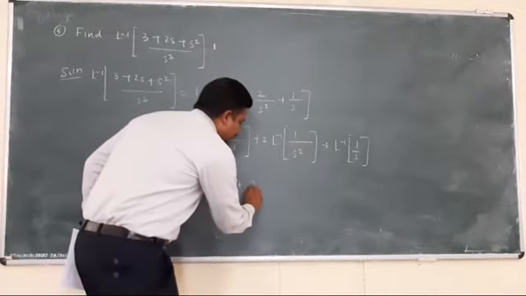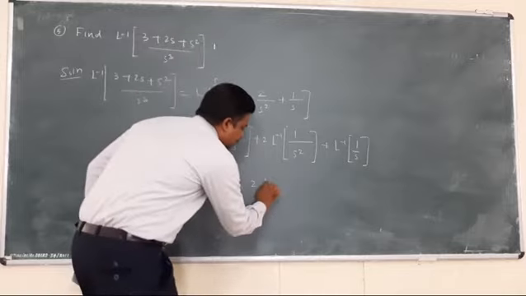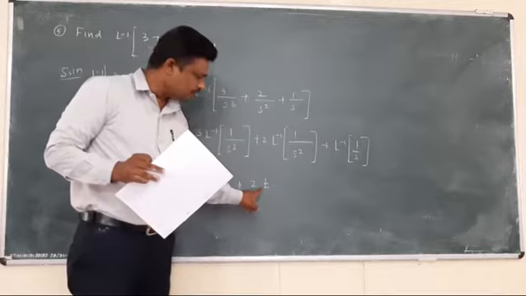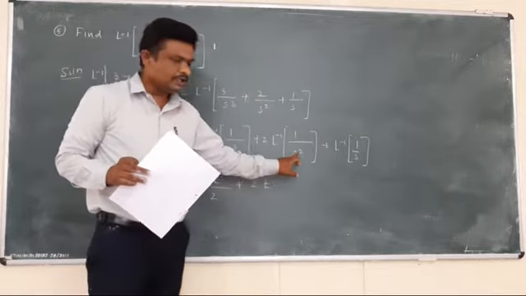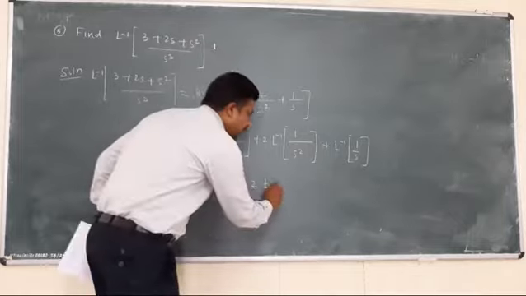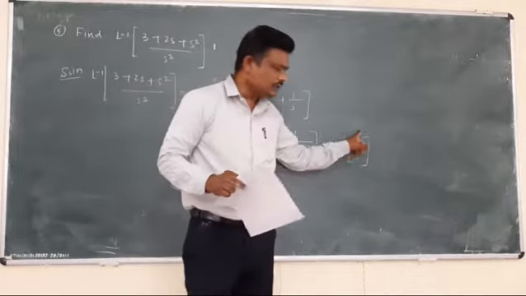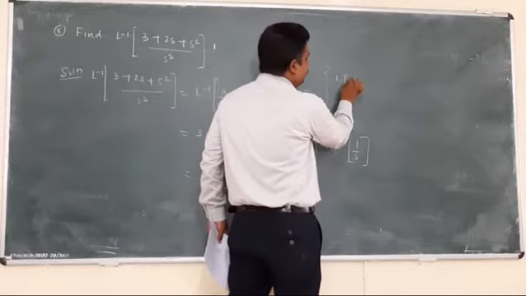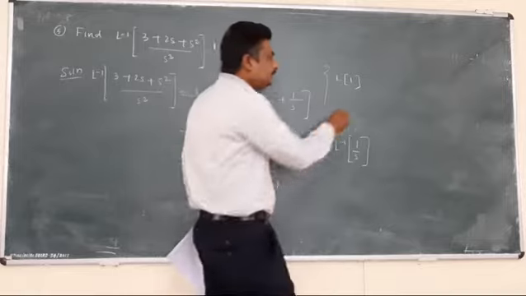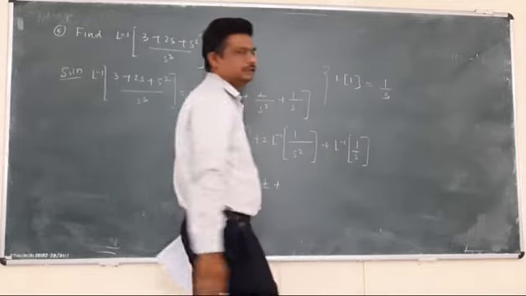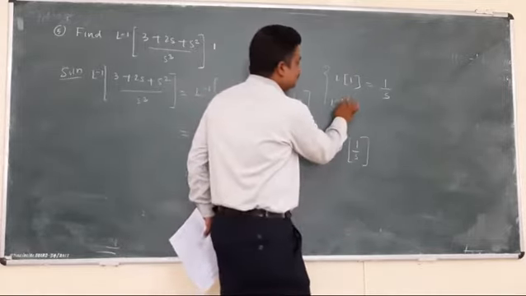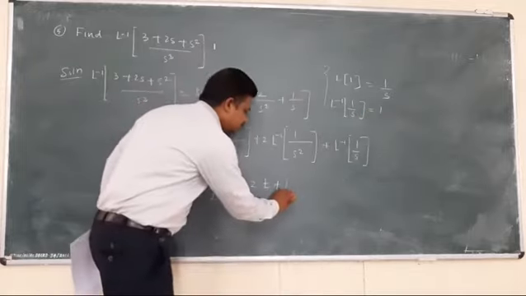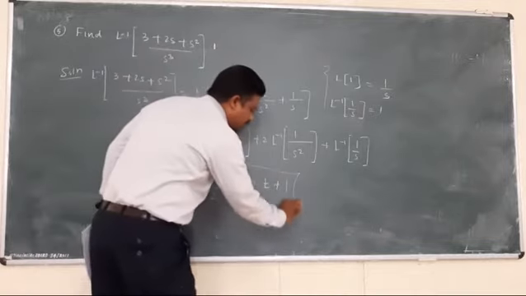Plus 2 into, here the value of n is 2. So it remains t raised to n minus 1, that is 2 minus 1 is 1, t to the power of 1 is t. 2 minus 1 is 1, 1 factorial is 1. Plus, here we have L inverse of 1 upon S. We can see L of 1, that is Laplace of 1, we know is 1 upon S. So therefore, L inverse of 1 upon S is equal to 1. So this is the required answer.